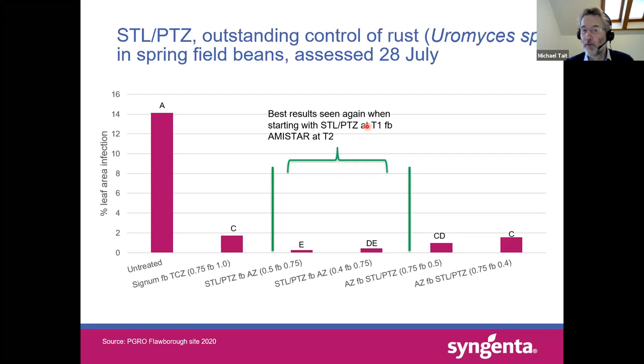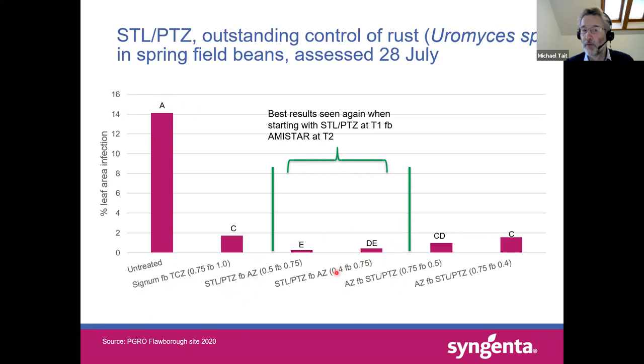In this experiment, you can see here, this is the rust infection on the left-hand side in the untreated. We did here as a standard, a Signum followed by a straight tebuconazole, and those are the rates. And in this experiment, which was slightly different from the work we did in winter beans, we experimented to see which way round it was most effective to use our new product. Was it best to apply it before the Amistar or after the Amistar?